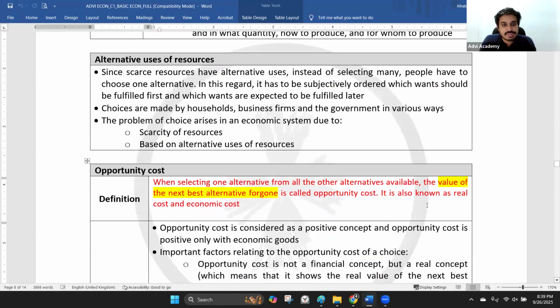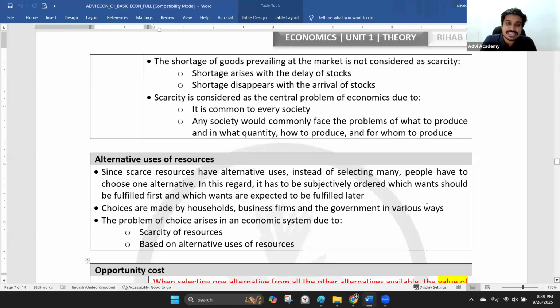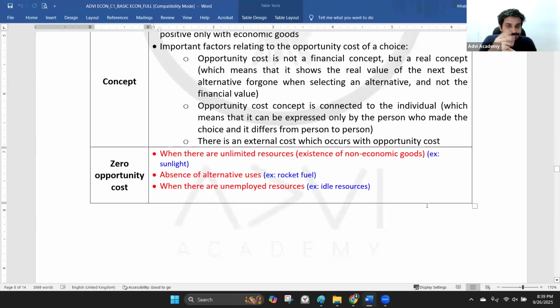non-economic goods, where we said sunlight has no opportunity costs. So sunlight, air, not the soap, the actual sunlight. Those are goods where it's unlimited, right? Just because you use it doesn't mean it's going to finish. So if there are unlimited resources such as sunlight, that is basically zero opportunity costs. And there are certain examples where alternative uses are not there.